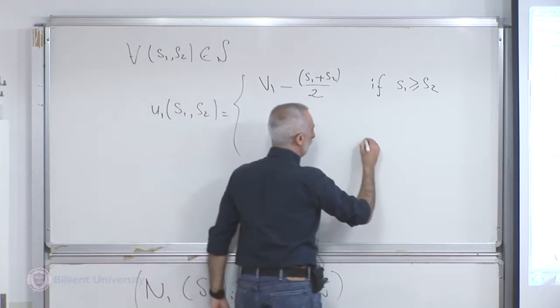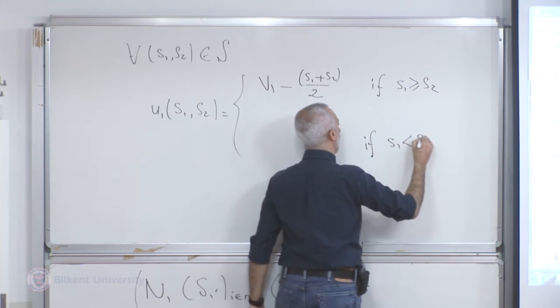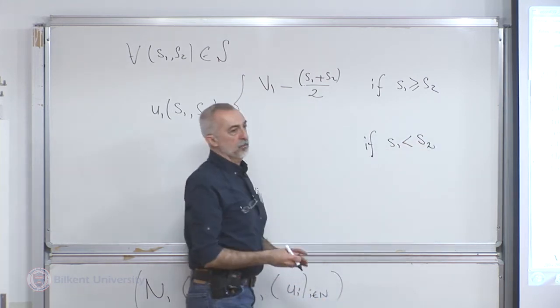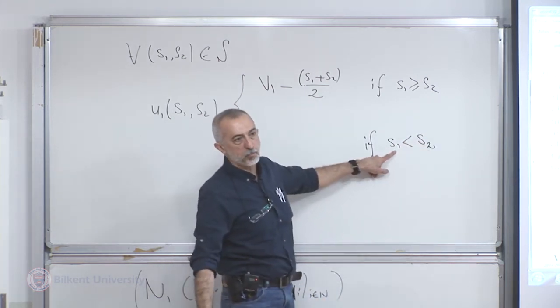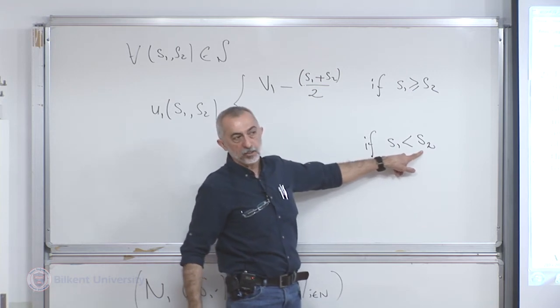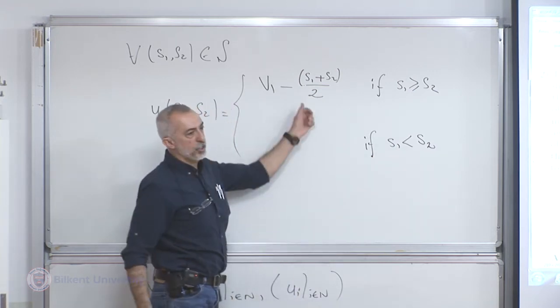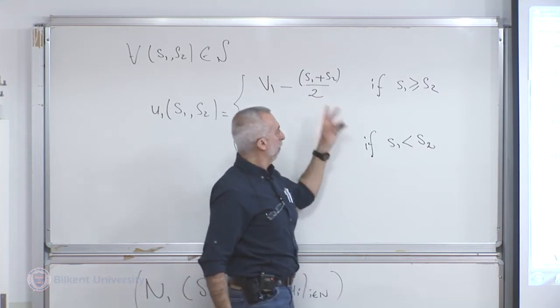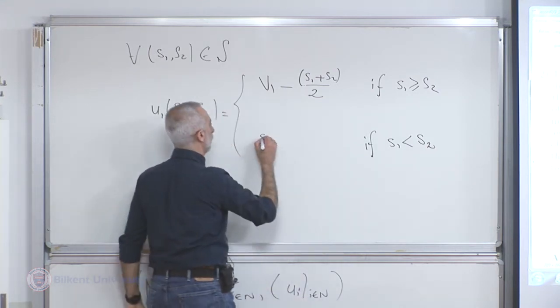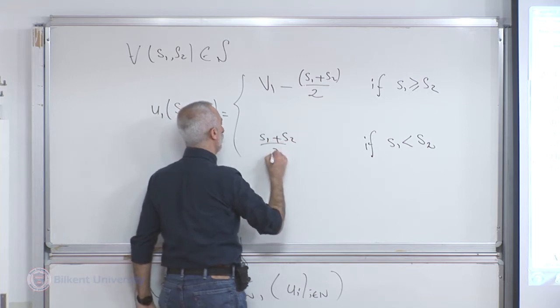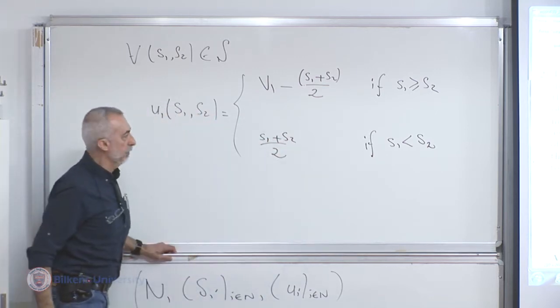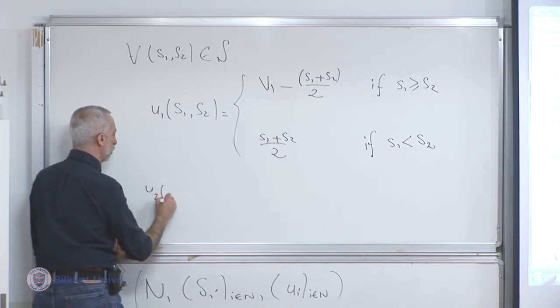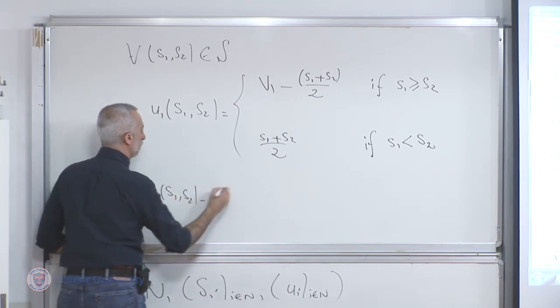So when does he fail to get the object? If his bid is less than the bid of the second agent, then agent 2 gets the object, and he's paid the average of the two bids. So that's (S1 plus S2) over 2. And then for agent 2, we do the same idea.